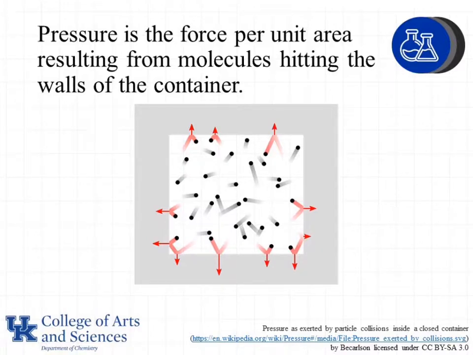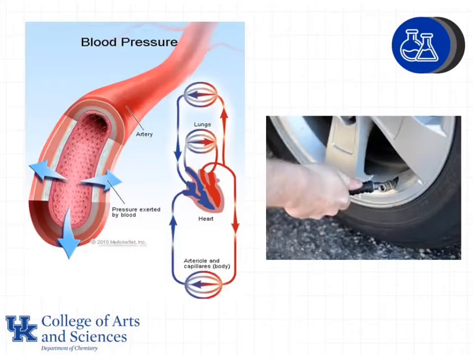The more molecules in a space, the higher the pressure, or the faster the molecules are moving, the higher the pressure. A couple of examples of where we see pressure are when we measure the pressure in a tire, or when we're looking at blood pressure. When we look at blood pressure, we have the systolic and the diastolic because they're measured at two different points in the heartbeat.